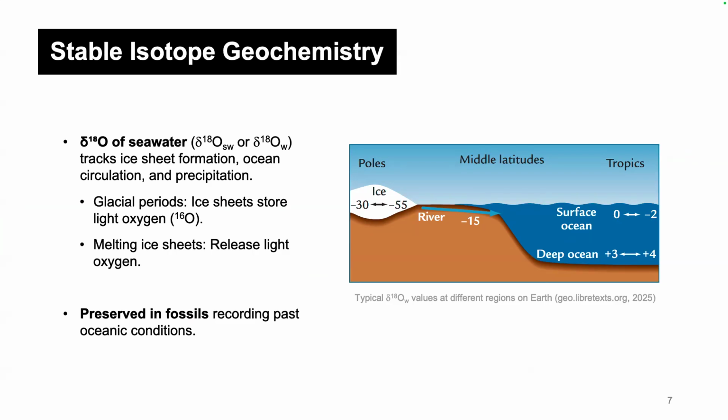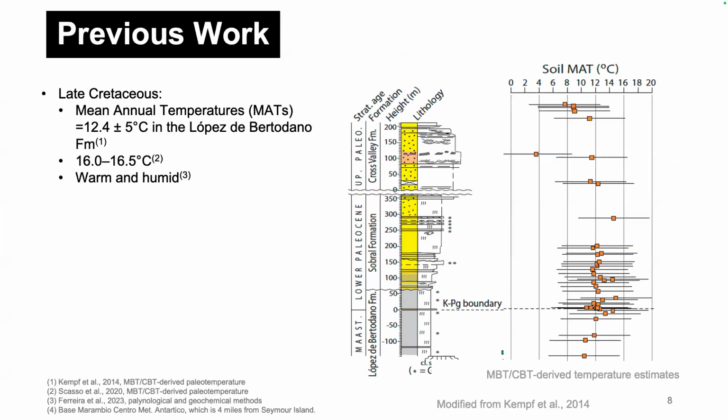The geological record preserves these values in various materials, including marine fossils such as bivalves, brachiopods, and foraminifera. These organisms incorporate Delta 13C and Delta 18O into their carbonate shells during growth, making them valuable archives for reconstructing past oceanic and climatic conditions. Paleoclimate reconstructions from Seymour Island reveal a cooling trend from the Maastrichtian to the Eocene, and with Kemp et al.